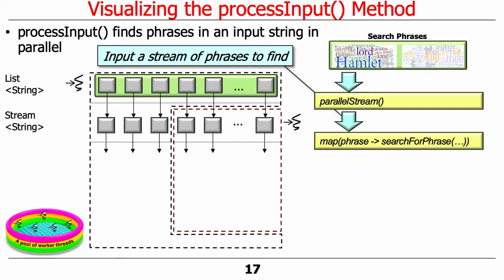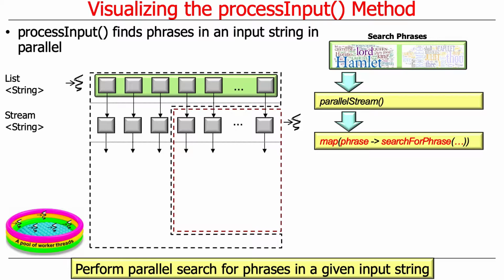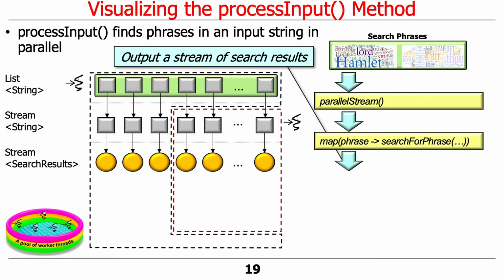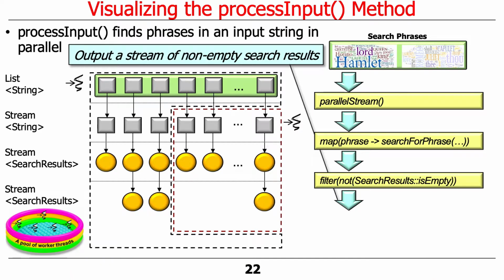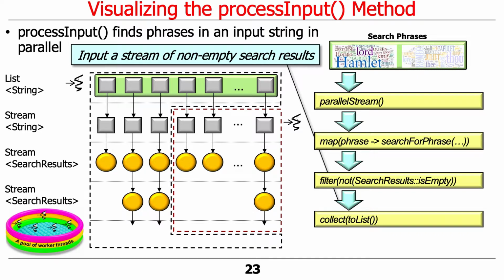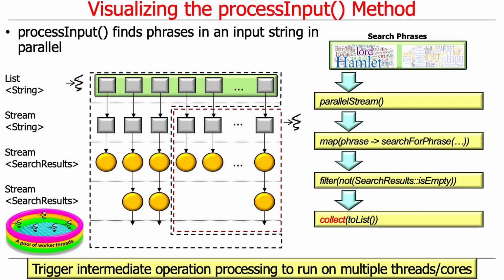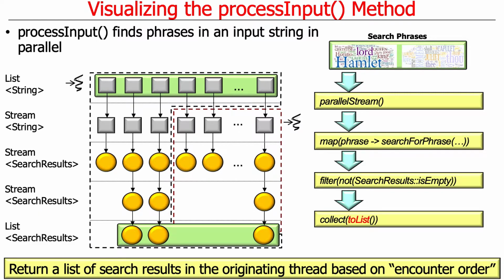It's going to go ahead and search that given input string for each phrase. All those things will take place in parallel, so it'll search for the phrases on a given input string in parallel, and we'll end up with a bunch of search results. We will filter out search results that are empty, so we get rid of them, and we'll end up with only non-empty search results. So filter will reduce the number of results, and we collect it up into a list. That will trigger the intermediate operations to run, and we'll end up with a list of results that are based, again, on encounter order. That's basically what it's going to look like here.